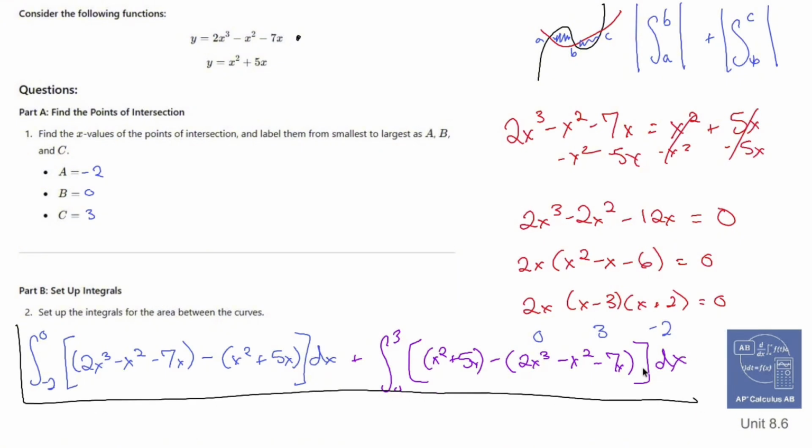Now it looks like for this problem all we need to worry about is just the setup and not actually doing the problem. So we're not going to do the problem because I don't have all the space in the world, and I'm going to have other videos where I actually do the problem. So we're going to leave it like that. But yeah, this is what you would do. And if for some reason I set this up incorrectly and I got negative areas for either of them, make them positive. And when you're done, you add them both up and you get your area between those curves.